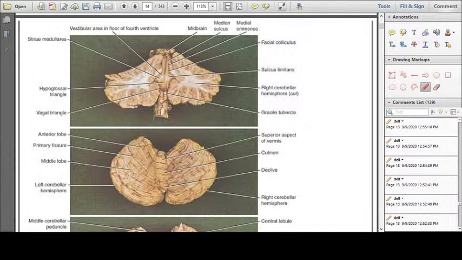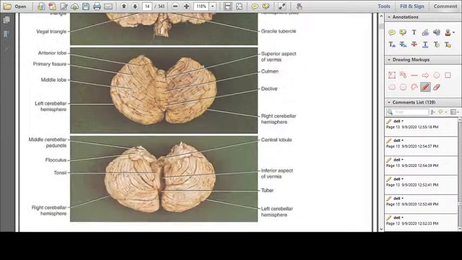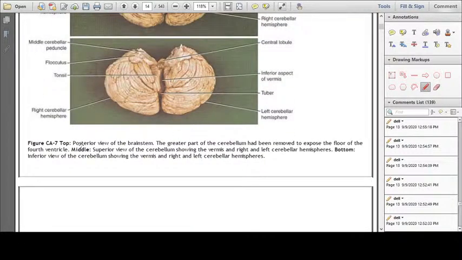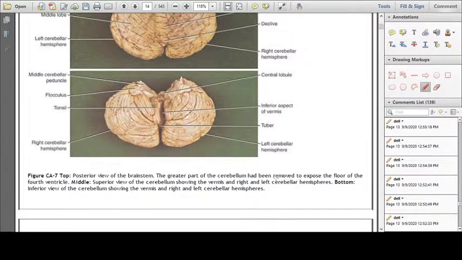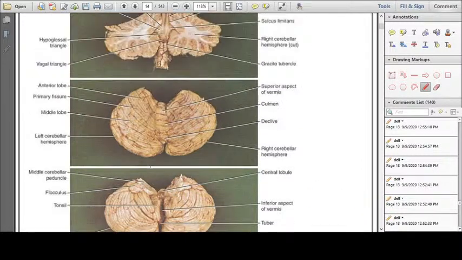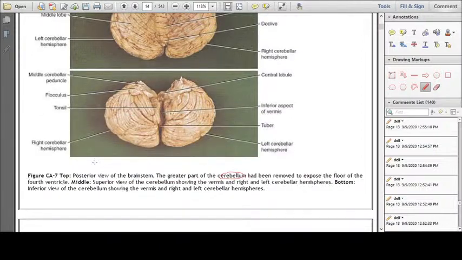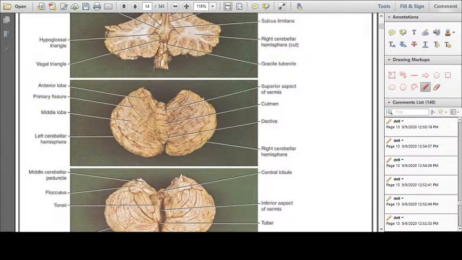So what are the things that we could see? This one is part of a cerebellum. So let's see, posterior view of the brainstem. The greater part of the cerebellum had been removed to expose the floor of the fourth ventricle. So we could see the fourth ventricle in the upper figure.